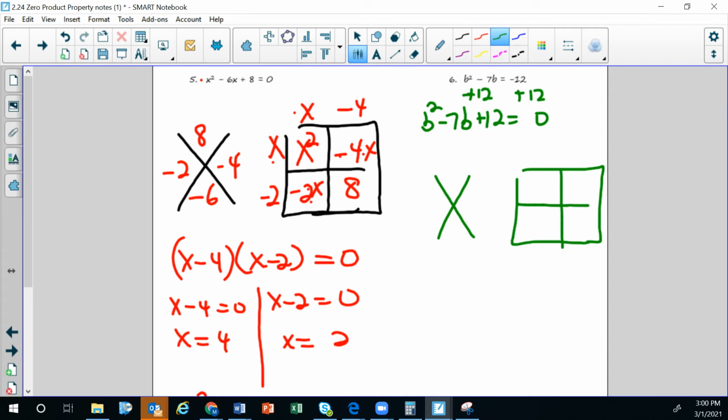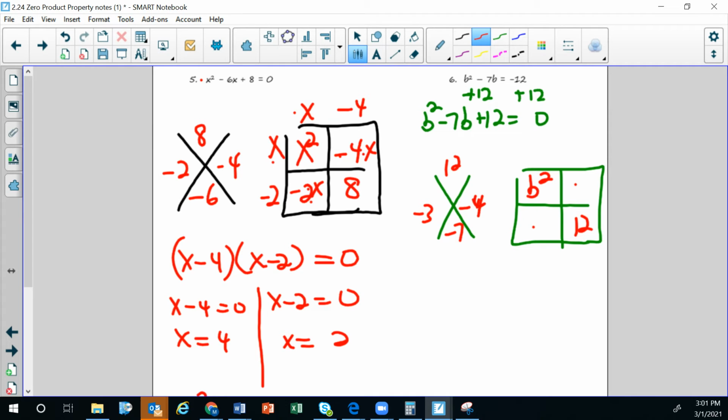Okay, draw my square. And remember, b squared goes in the first box, 12 goes in the last box. And then I need to find these two corner boxes. Therefore, I'm going to jump over to the diamond or the x. And the top number is going to be 12. The bottom number is going to be negative 7. And so I need to find two numbers. So when I add them, it gives me negative 7. But when I multiply them, it gives me 12. And those two numbers are negative 3 and negative 4.